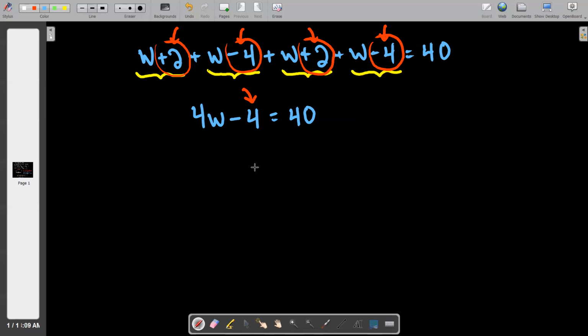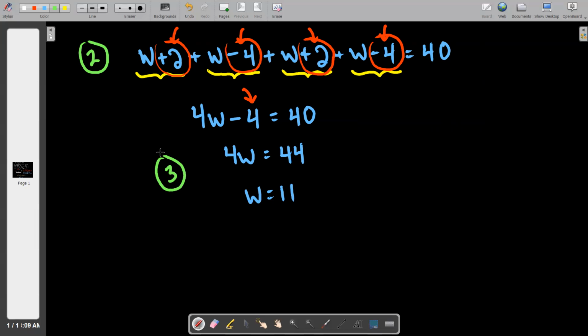What do we do next? Add 4, divide by 4, giving us W equals 11. Now, great. And so that's something that's pretty cool, but it's not what anyone asked for. So step 1 was to declare all those beautiful variables. Step 2 was to write this beautiful equation. Step 3 was to do all of this beautiful algebra.